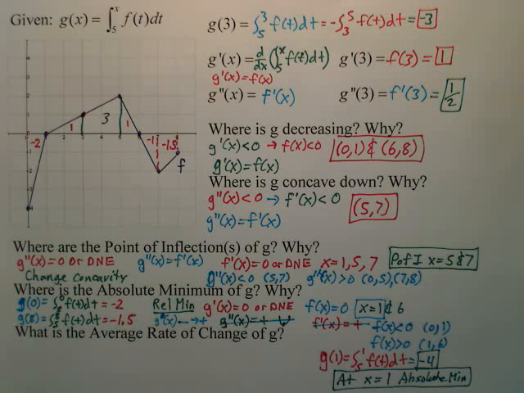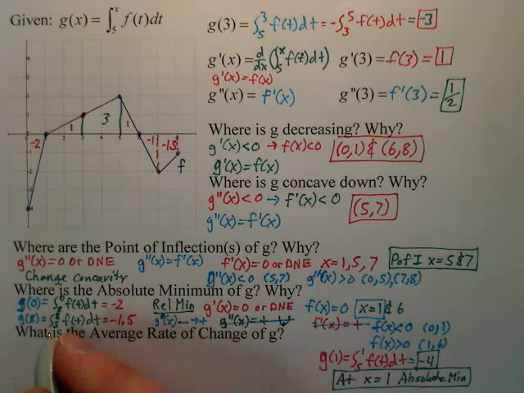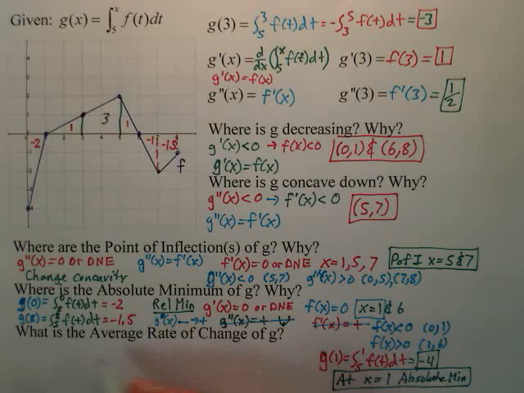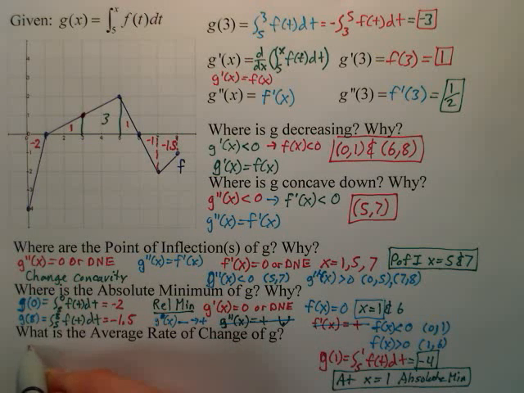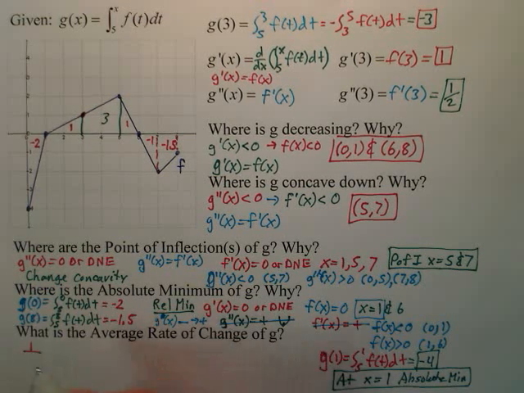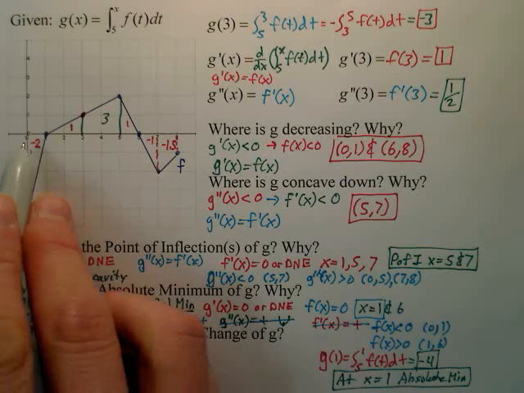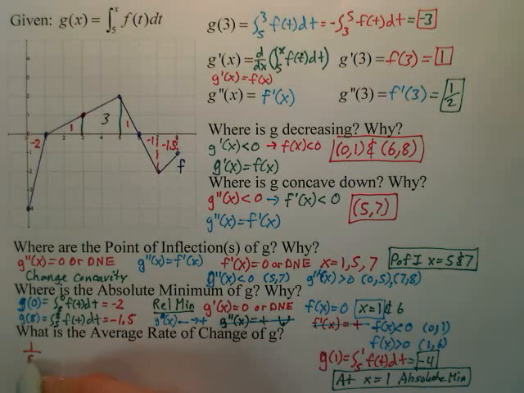All right, the last one. What is the average rate of change? The key is the word rate of change of g. Rate of change means the derivative of g. So for the average rate of change, if I want the average over the interval from 0 to 8, it's 1 over 8, going from 0 to 8, and I'm averaging g prime of x.